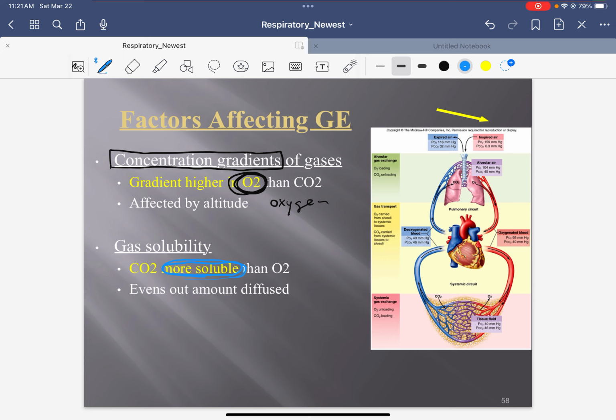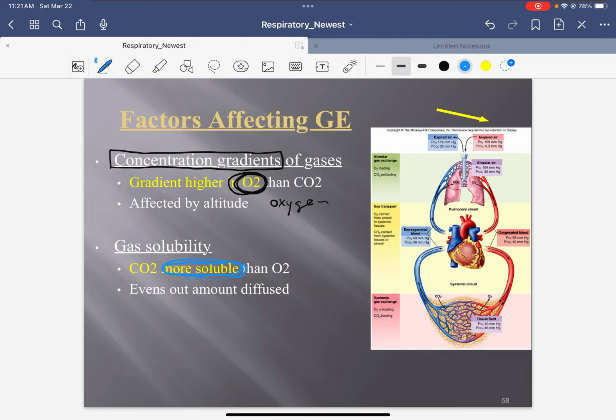So both gases have a concentration gradient. Both gases are soluble in water. We know that both gases have to dissolve in water before they diffuse across a membrane. Otherwise, how would it be able to go from high to low? There's both. However, oxygen is more reliant on its concentration gradient.